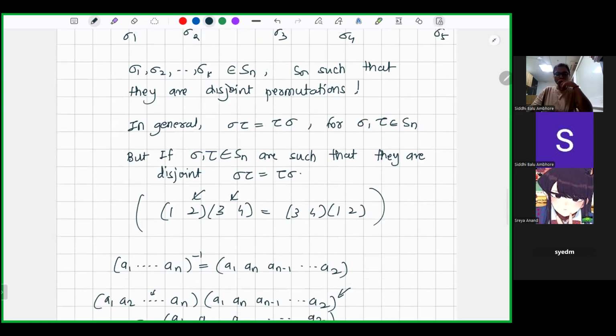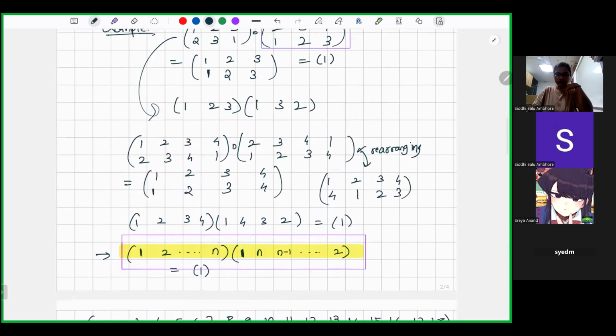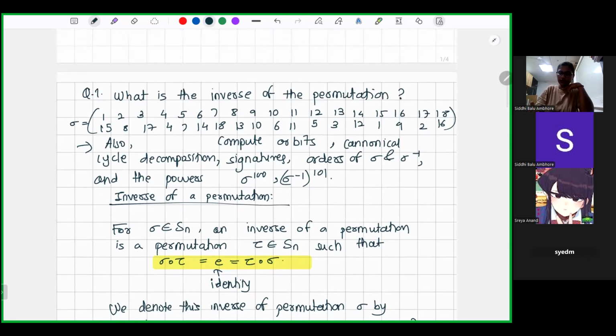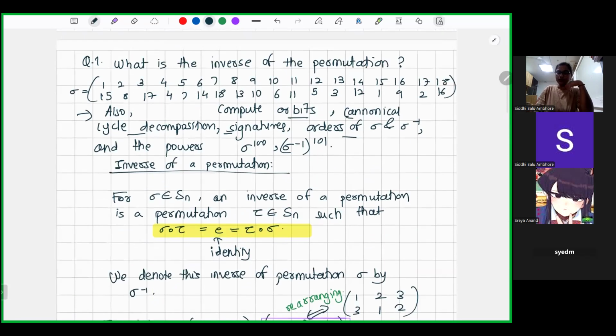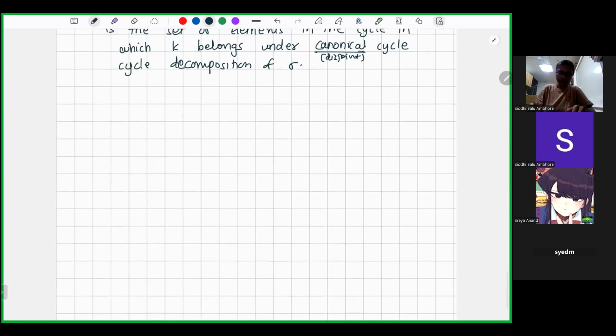And I hope you know, next thing. So we saw the orbit. We know what canonical cycle decomposition is. We already did that. We have to now check signatures and order of sigma and sigma inverse. Okay, and so signature, I hope you know what signature is.